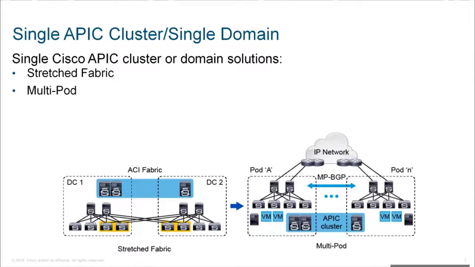Okay, so this shows you an example of a stretched fabric on the left-hand side. And on the right-hand side, it's actually showing you the same fabric. You can see it's the same fabric. In other words, it's the same cluster. Even on the left, it's the same cluster, the 2 APICs on one side, 1 on the other. And even on the right-hand side, it's a similar one, but they have defined it as multiple pod.